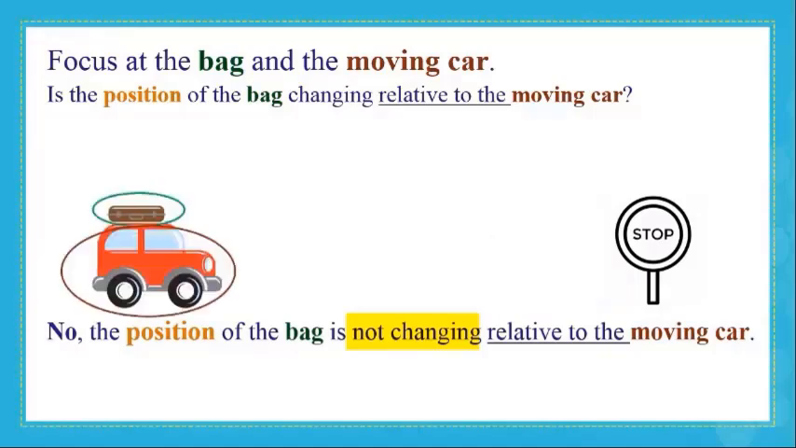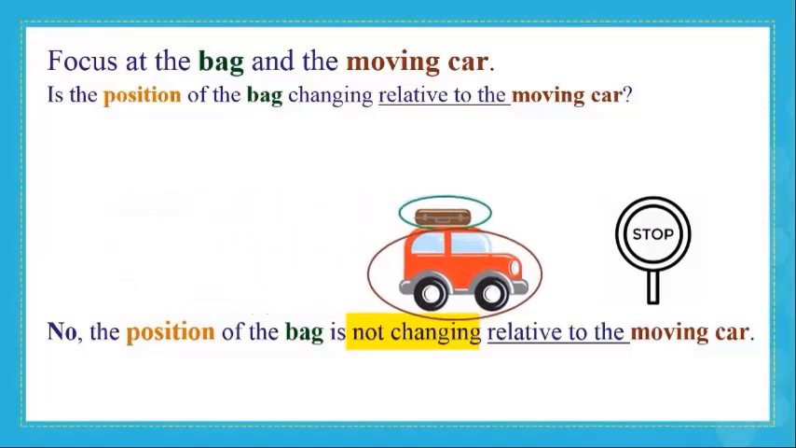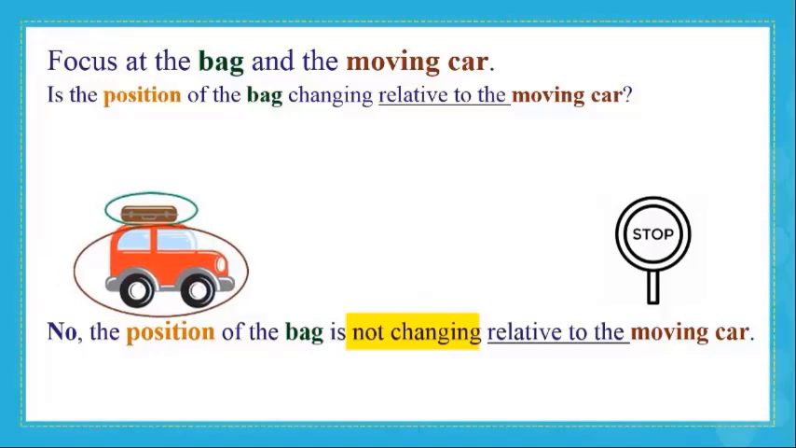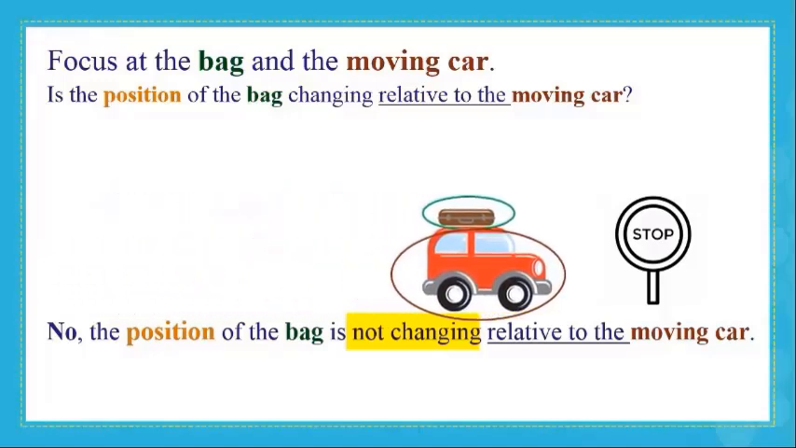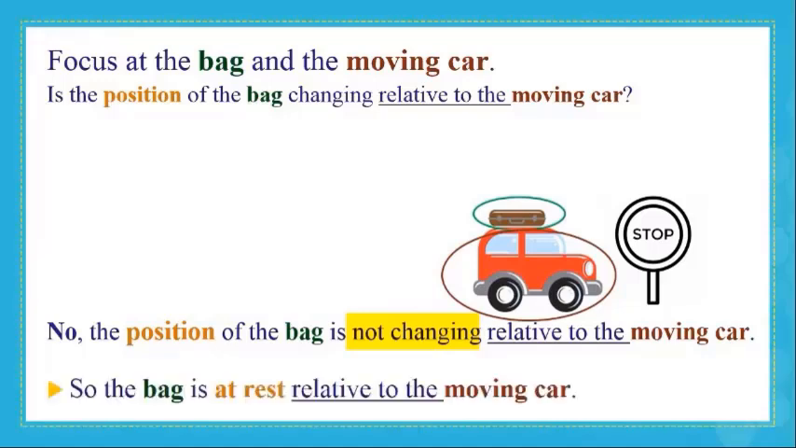Here's the bag. It is on the top of the car. The car starts moving. The bag is still on the top of the car, which means that its position is not changing relative to the moving car. So the bag is at rest relative to the moving car.